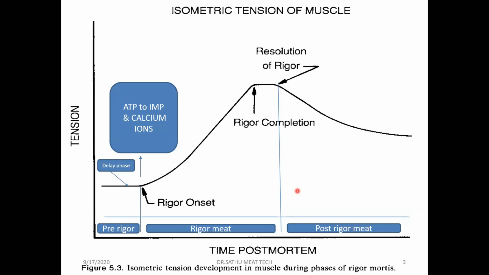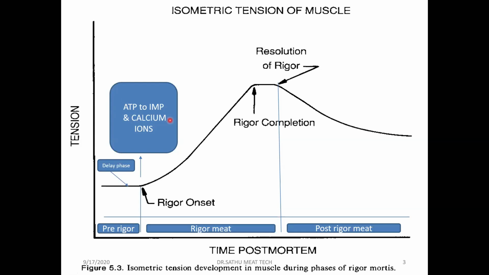So in the muscle contraction, we have studied that two things are very important. One is the ATP and another is the calcium ions. For the muscle to contract, ATP is required and the calcium ion is required. The source of ATP is the energy source which is stored in the muscle in the form of glycogen. So during the anaerobic glycolysis, the glycogen will be converted into ATP. And we know that calcium ion is stored in the sarcoplasmic reticulum.